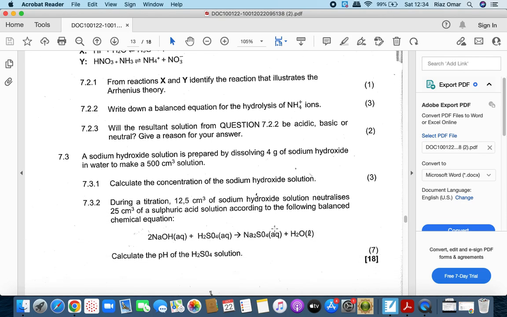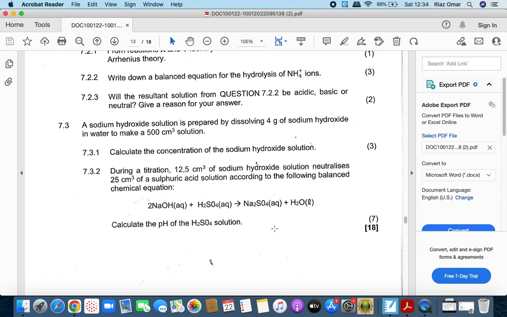7.3. A sodium hydroxide solution is prepared by dissolving 4 grams of sodium hydroxide in water to make a 500 cm cube solution. Calculate the concentration of the sodium hydroxide solution. So concentration, 7.3.1.